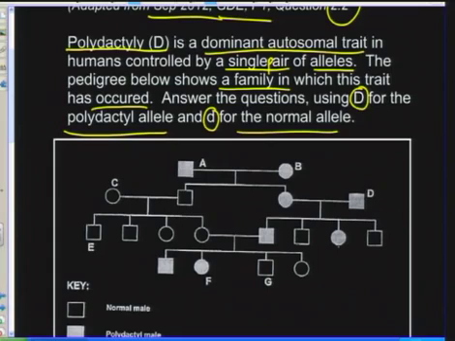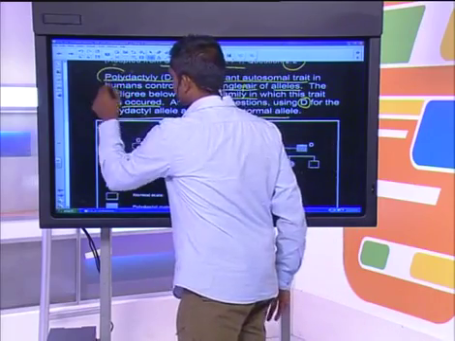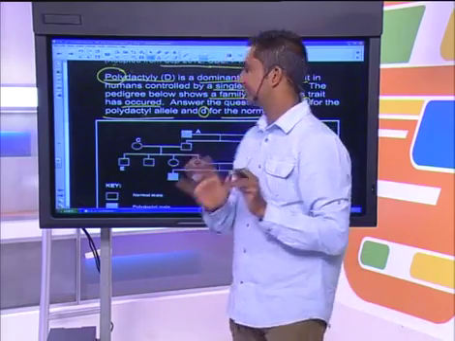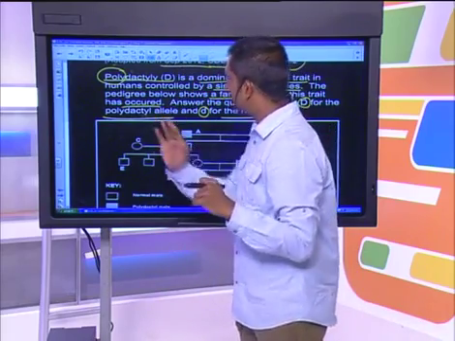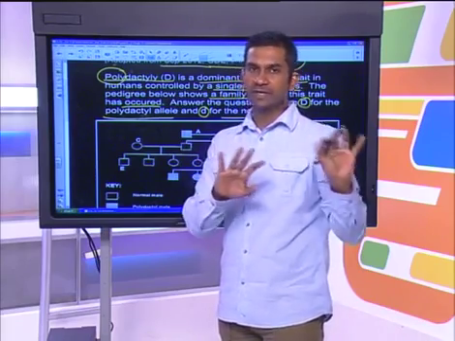So basically the condition we're referring to here is polydactyly, and it's basically, poly means many, so it's many fingers, many more than what you normally have. So we naturally have 5 fingers, but often you see, or rarely, you see an individual having an extra finger on both hands.